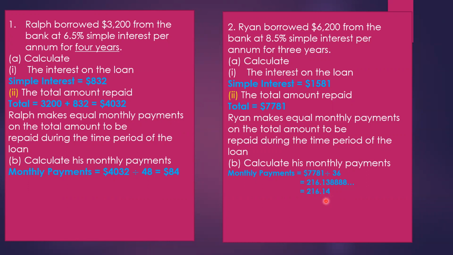Then you need to round it off. Wait, no, hold on. You need to round it off so it's only two numbers after the decimal. So that's round it to 2 decimal places. Yes, sir. And you get $216.14. Very good. Excellent. All right.